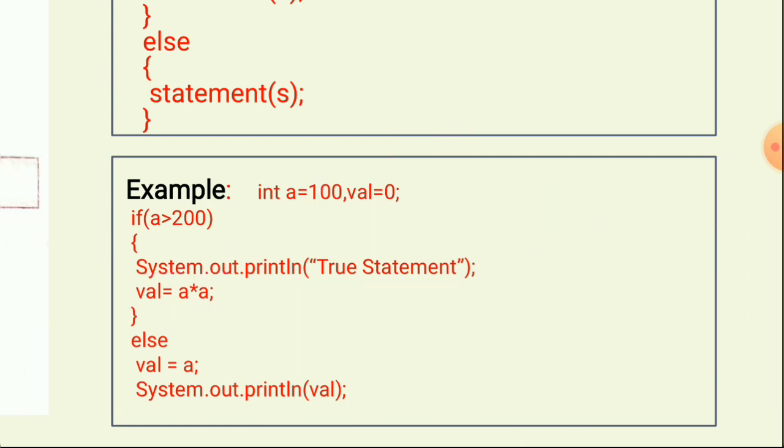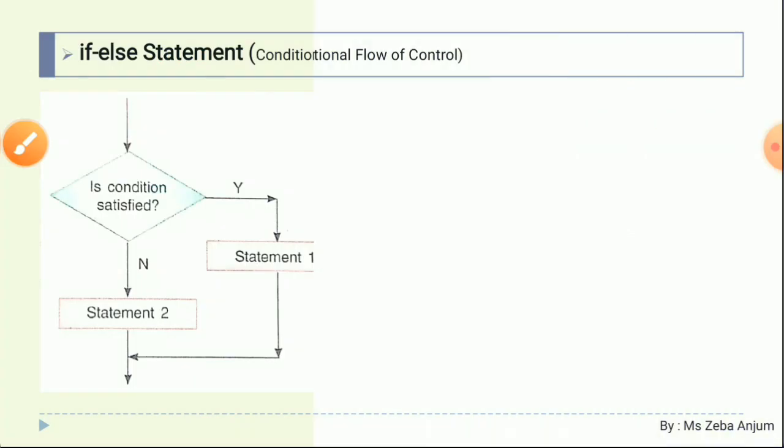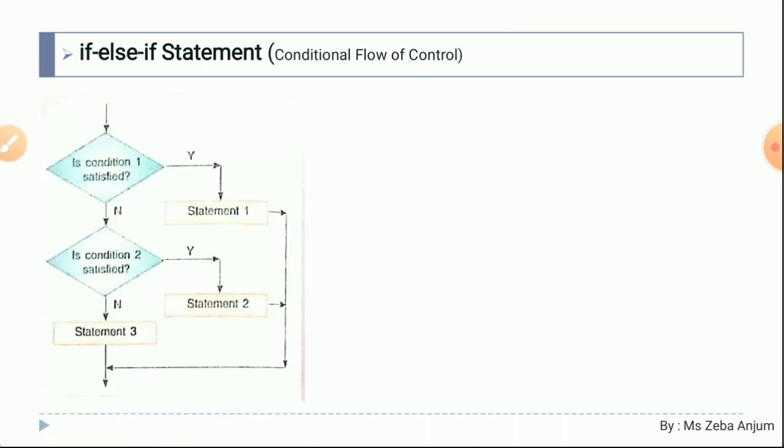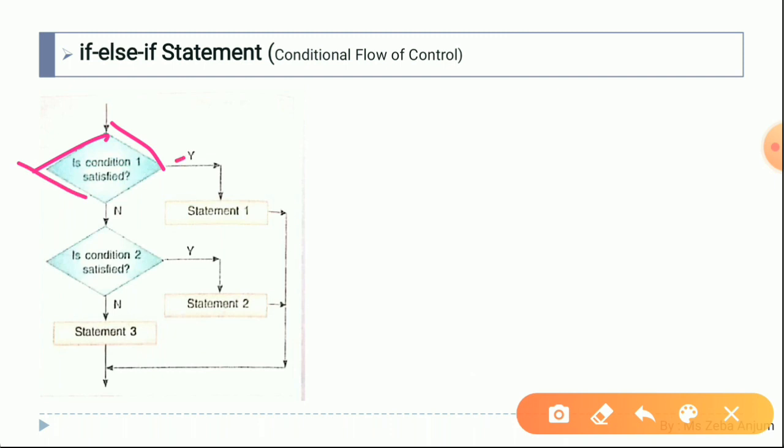Okay, now moving forward with your if else if statements. See students, over here we actually have multiple if else if statements. Firstly, let us see your flowchart. Now see, the flowchart says what? Firstly your condition is going to be checked, and if your condition is true, then your statement 1 will get executed. If false, then again your condition will be checked.